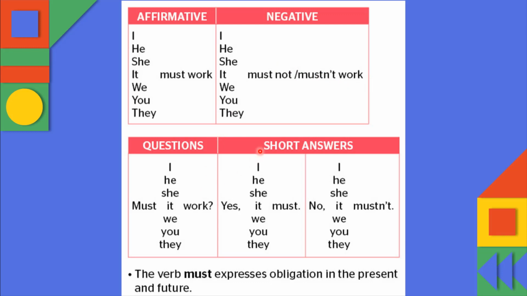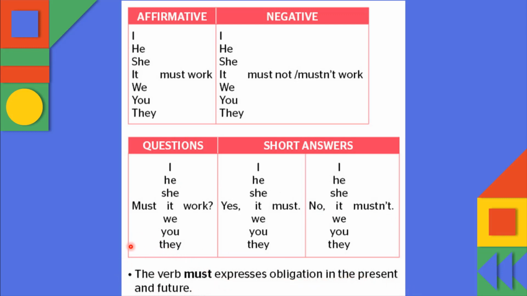Para las preguntas, recuerden que estas preguntas son yes no questions porque su respuesta es siempre sí y no, ¿ok? For the questions, we're going to use first must, then the subject, the verb, and we can use a complement. And don't forget the question mark, please. Must it work? Yes, it must. No, it mustn't.